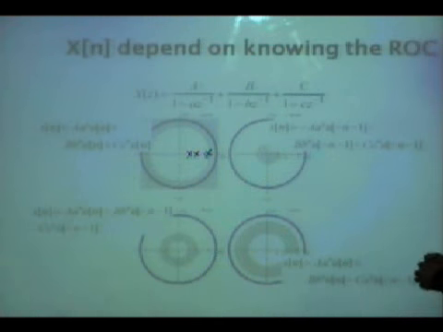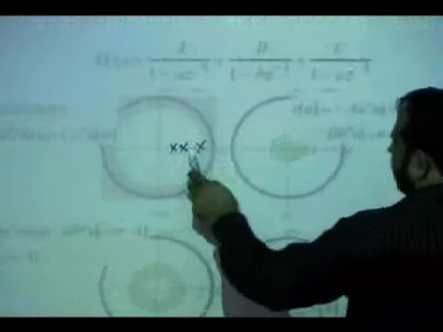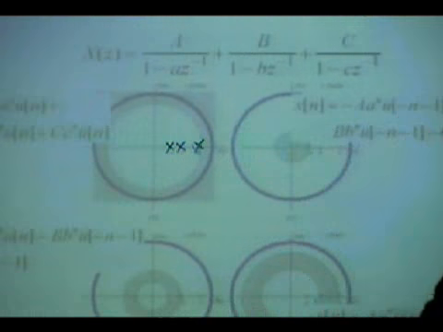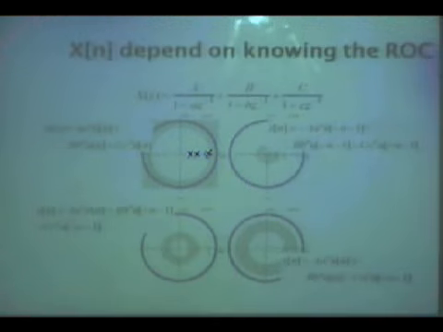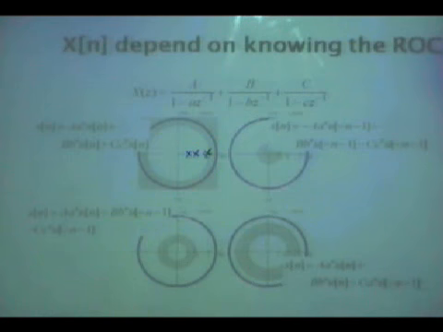So the important point is every factor in the denominator, every root, means an exponential in the impulse response. Every root means an exponential in the impulse response. So roots of the denominator are very important because these are the poles of the system.